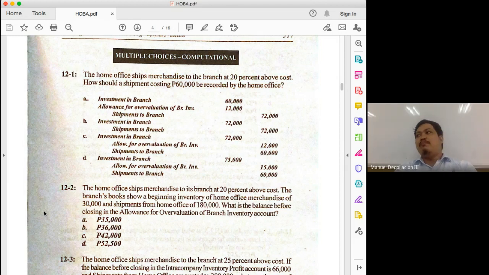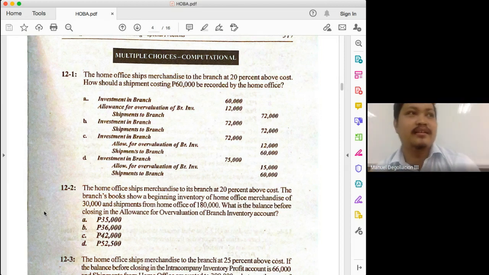So are we still complying with PAS 2? The answer is yes. It's just that as far as the branch knows, the cost of the goods is the price billed by the home office. And at what price was it billed by the home office? It would be 72,000. And will that have any significance in your reciprocal accounts?